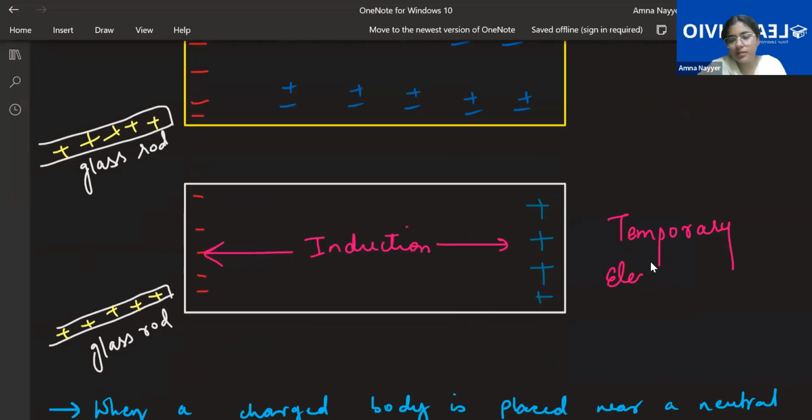That's why we say this whole process is a temporary electrification, because you were able to separate the charges perfectly, but it was temporary, only till the time you were holding the glass rod.